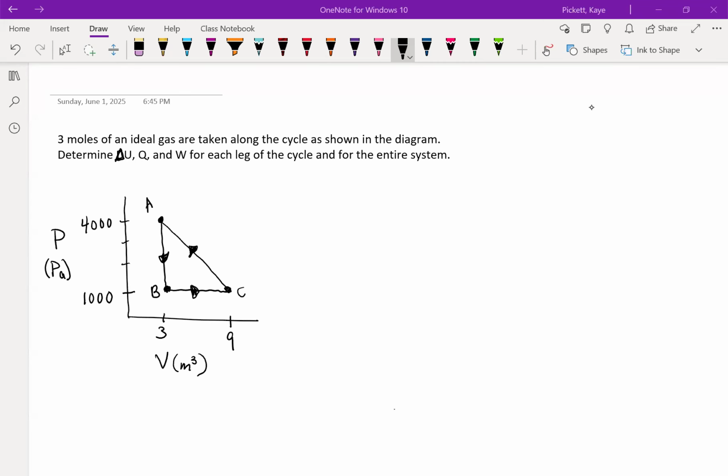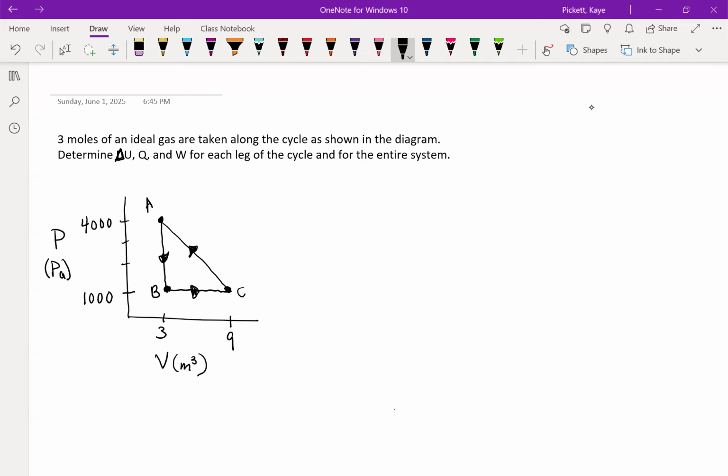Hi, we're going to be looking in depth at a PV diagram problem. This problem's a little bit more complicated than the ones we've done in the past. So I have 3 moles of an ideal gas taken along the cycle shown in the diagram. I want to determine the change in internal energy, the heat, and the work for each leg of the entire system. Okay, so we're going to be working with some equations here.